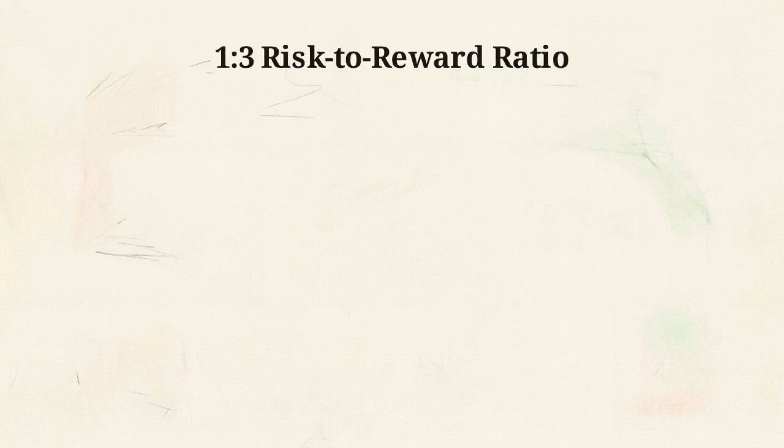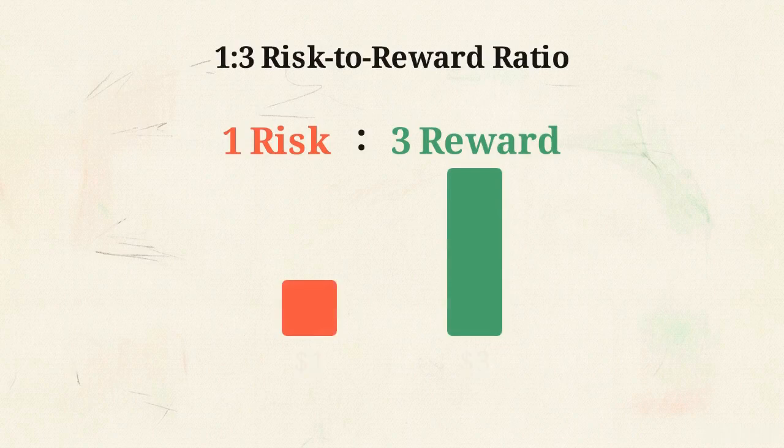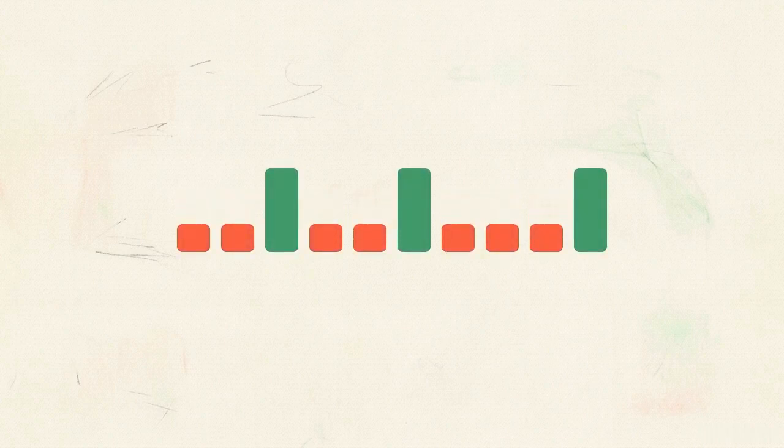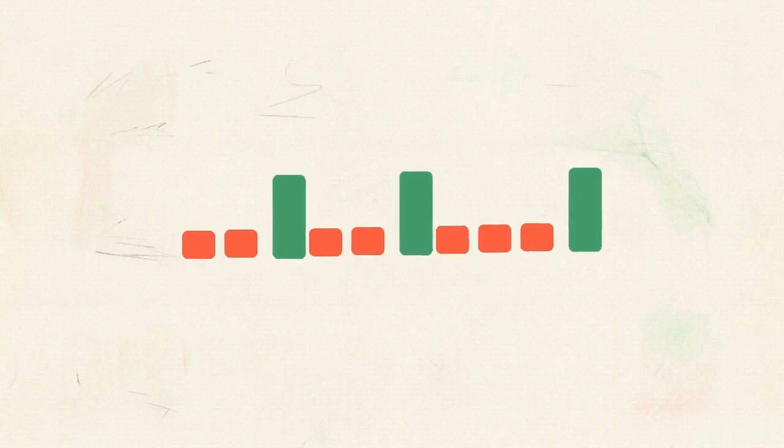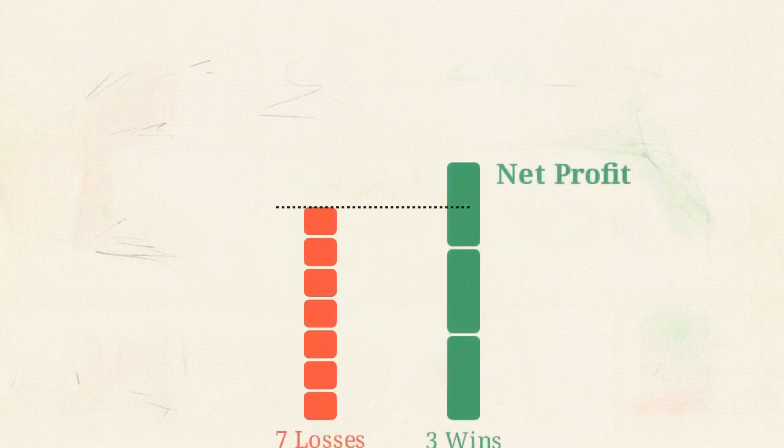This structure relies on a strict 1-to-3 risk-to-reward ratio. You are intentionally keeping losses small while allowing winning positions to reach a much larger target. In a grid of 10 trades, this ratio allows for a net profit even if 7 of those trades end in a loss. The volume of the 3 large wins outweighs the combined total of the 7 small failures.